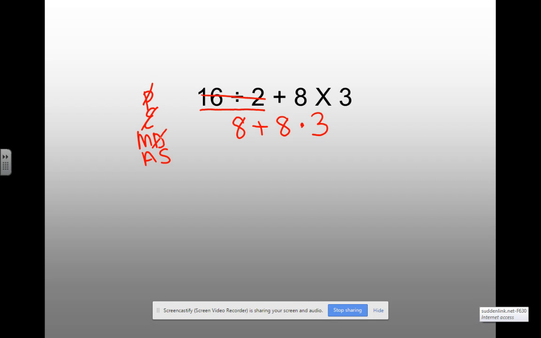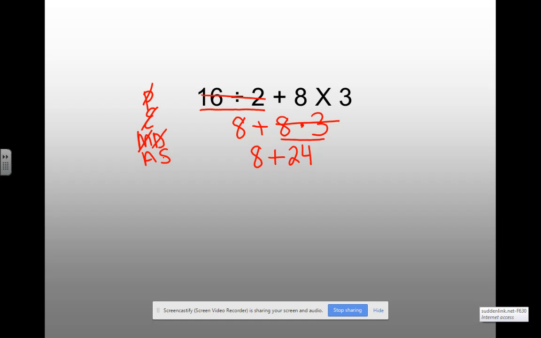Now, I marked out my D because I had done my division, but I have still not marked out my multiplication because I'm not done with multiplication yet. I still have multiplication I need to do. 8 times 3 is 24. Mark it out. Bring everything else down.